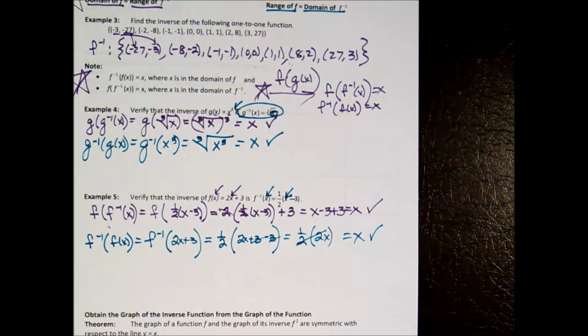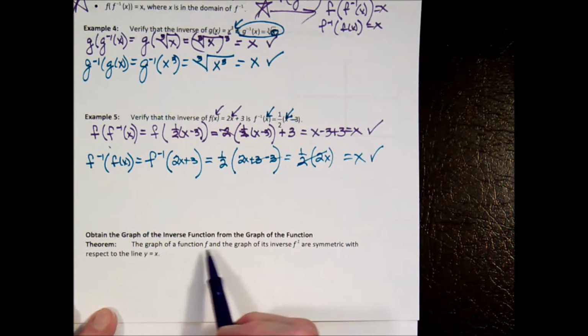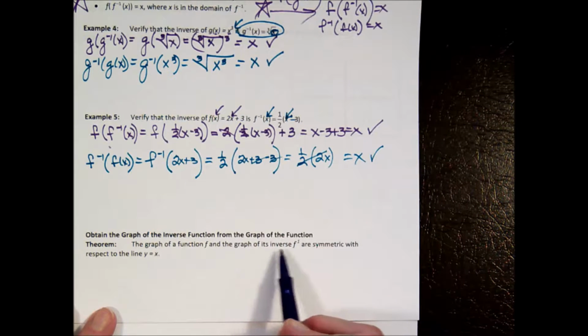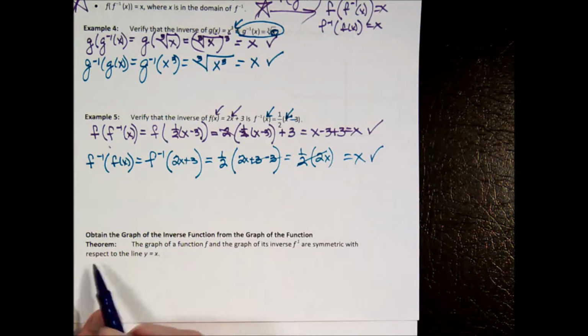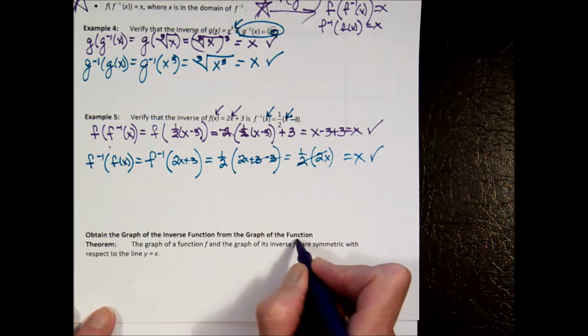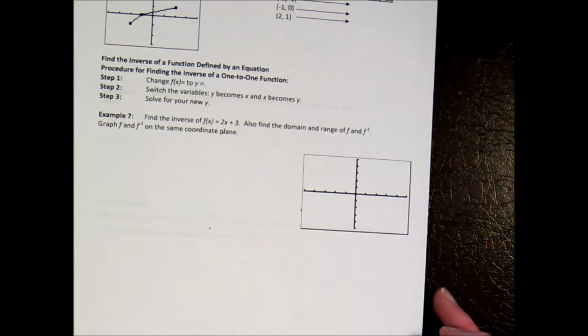So you need to be able to do that. You need to be able to verify that two functions are inverses of each other by taking their composite in both directions and showing that they are both equal to x. All right, the next one says, obtain the graph of the inverse function from the graph of the function. So the graph of a function f and the graph of its inverse are symmetric with respect to the line y equals x. And I see an error here. This should be minus, and I think it just didn't come out. Maybe it's there and it's kind of embedded in that f. So let's look at what we're talking about on this next page.